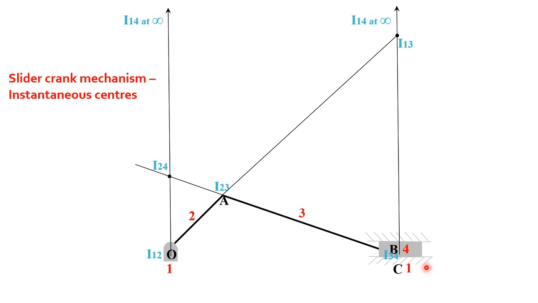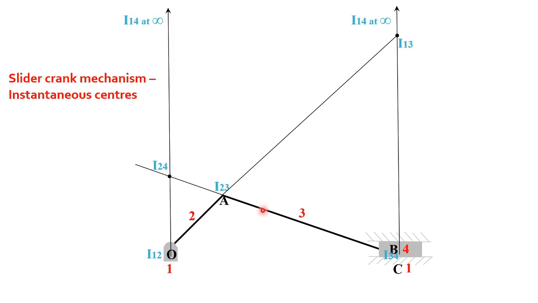So what will be the slider velocity? Slider velocity will be VB. VB means velocity of B with respect to the fixed link. B is the point where the slider and connecting rod are connected. So the velocity of B with respect to the fixed point will be the velocity of the slider itself. Clear? Therefore, velocity of B you have to find.